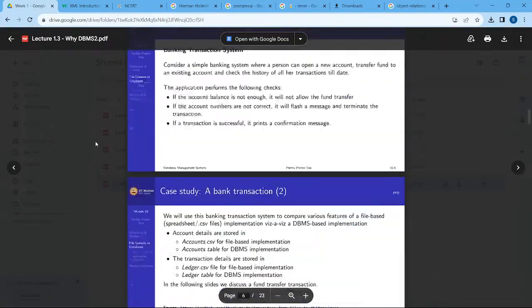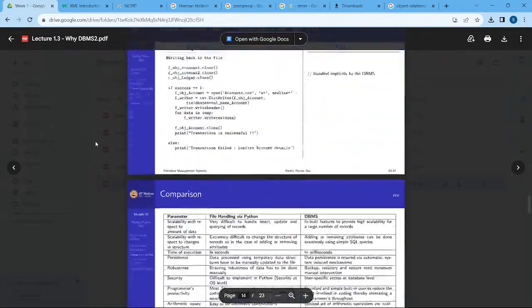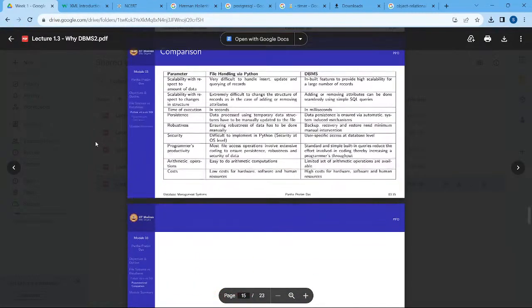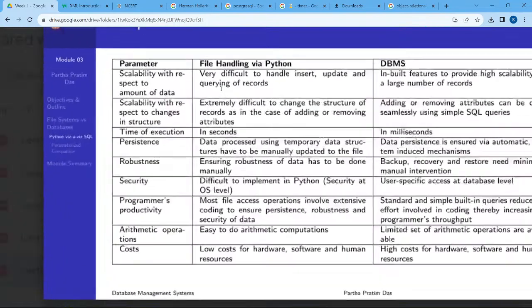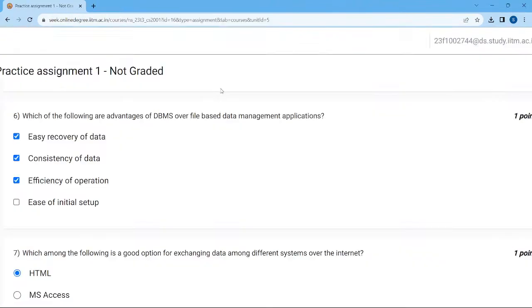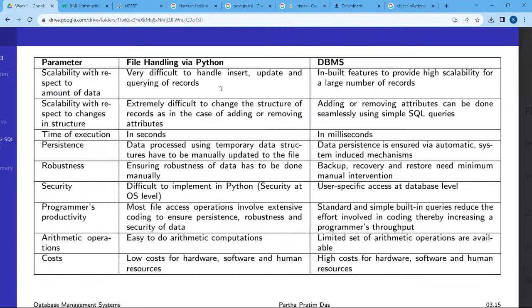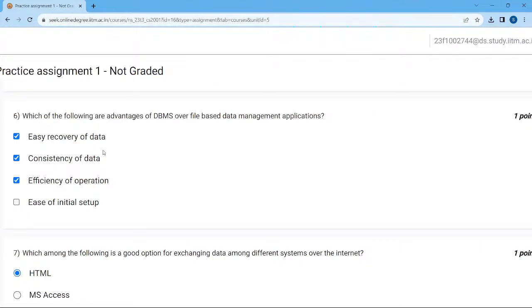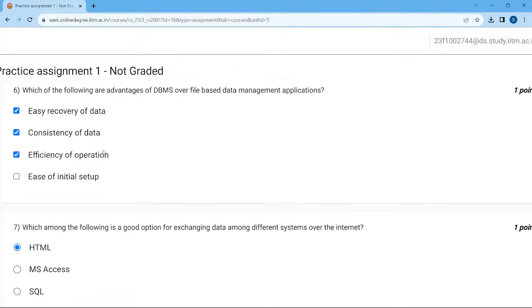In a database, right? See, as I said, this table is really helpful. What was this? Easy recovery of data. I don't know. Is there something about recovery given here? Persistence manually updated? No. Okay, see this. Ensuring robustness has to be done manually, but the word recovery is used here. Backup, recovery, and restore needs minimum manual intervention. Okay, so I guess DBMS rocks in recovery of data.